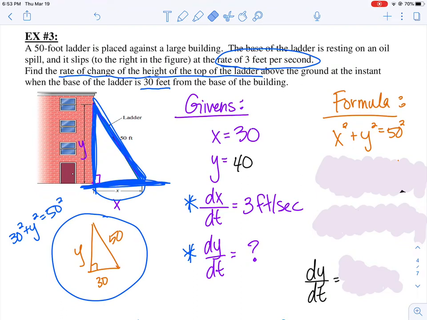So I have a couple givens here. Remember, my next step is to look for a formula. Is there some sort of formula that relates all of this stuff together? So we're talking about a couple things here.